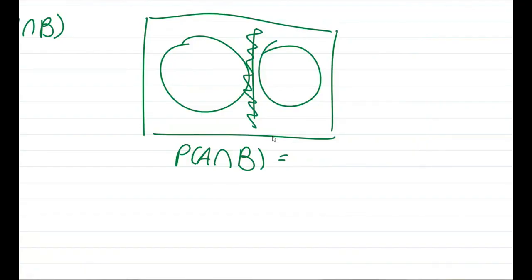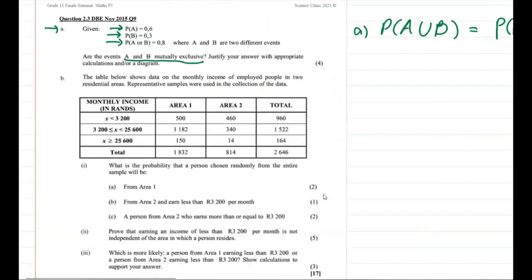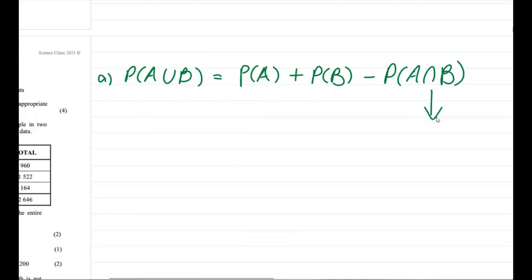There's nothing. What numerical value is equal to nothing? 0. So that means the probability of A and B should be 0. So if we can prove that this is 0, then we've proven that they are mutually exclusive. Does that make sense? Yes, sir.